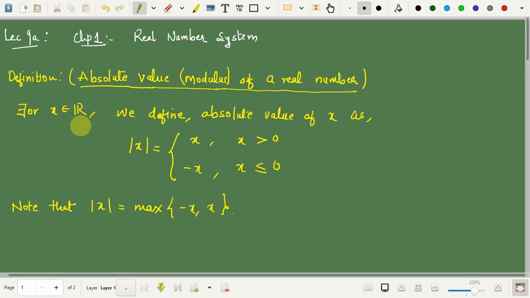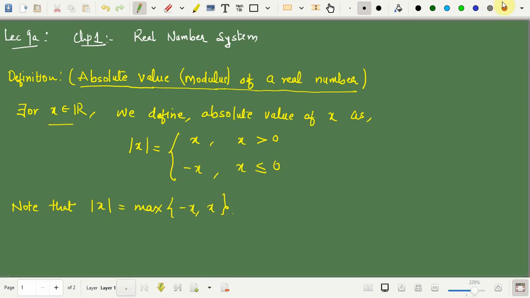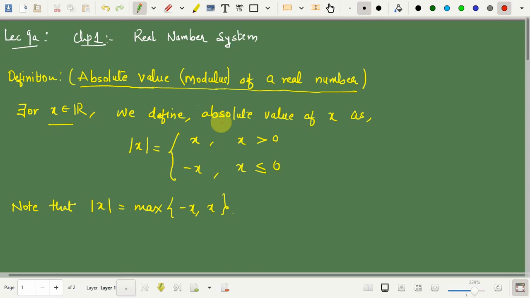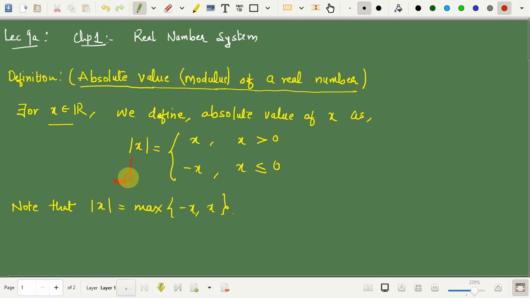So, absolute value or the modulus is defined for any real number, and it is defined in this way. For any x in R, we define absolute value of x in this way. This is the notation for absolute value of x. We call it mod of x. We read it as mod of x or the modulus of x.